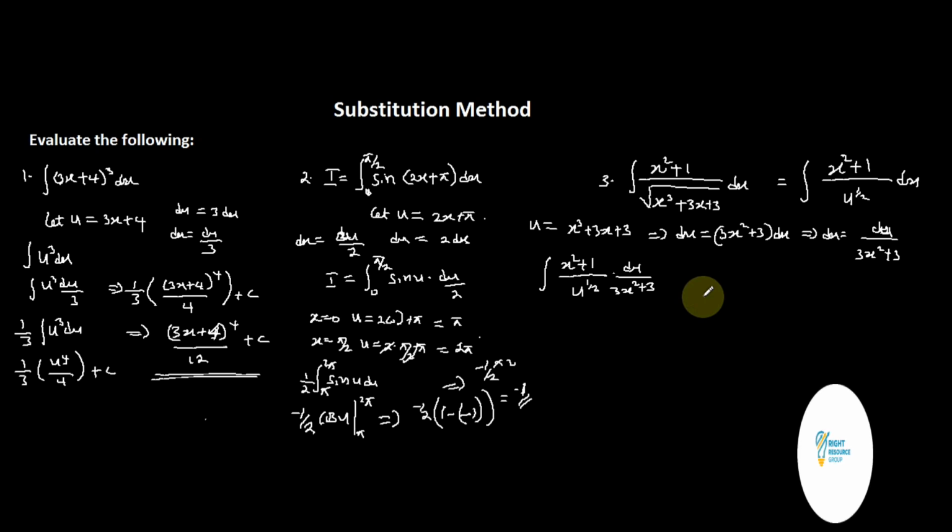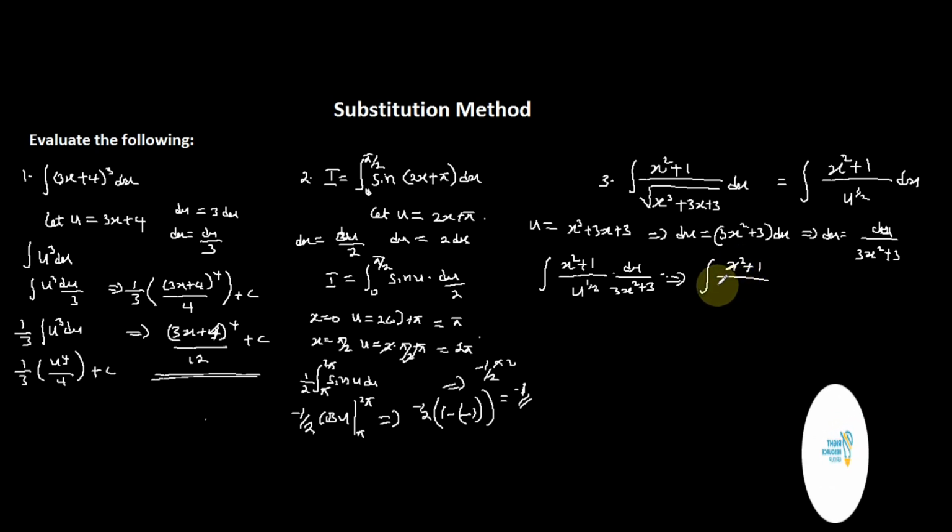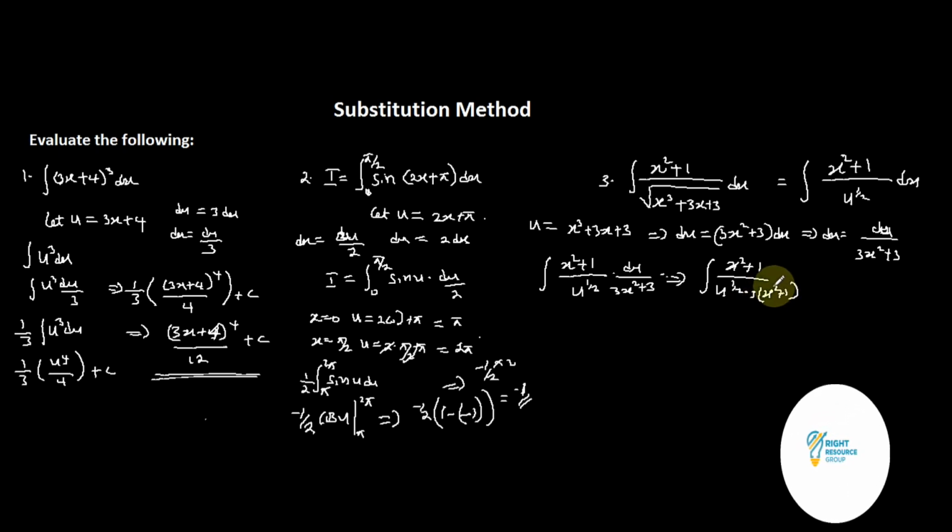Then at this junction now, you discover that we can factorize 3 out in the denominator there, and that means we are going to have integral of x squared plus 1 divided by u raised to the power of 1 over 2 multiplying 3 into x squared plus 1, du.